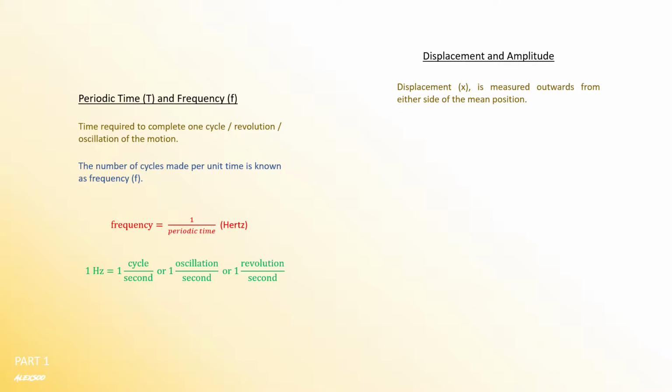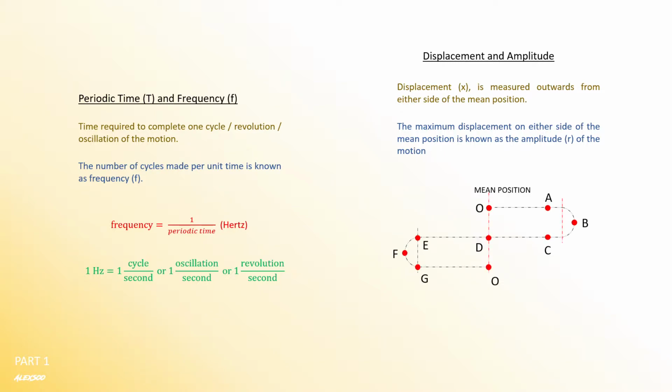And for amplitude, we can use the symbol A or R. A stands for amplitude, or R, the radius. Amplitude is actually the maximum displacement. It's defined as the maximum displacement of an oscillatory motion. So the maximum displacement on either side of the mean position is known as the amplitude, and this is how you measure it.